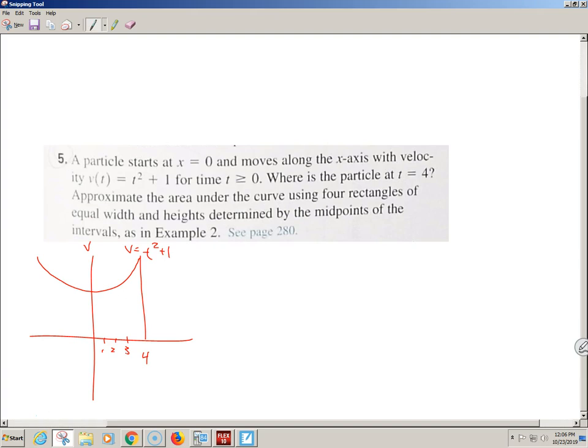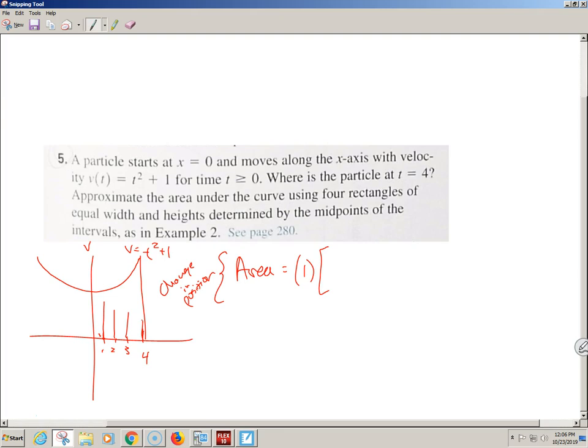So, midpoints. Midpoints mean, when we go to number 5, our area, which is the same thing as our change in position in context of the problem, is going to equal, well, all of them are going to have bases of 1 just because I'm splitting it evenly. So all of them have bases of 1, but the heights are determined by the midpoint. So how high do I go?